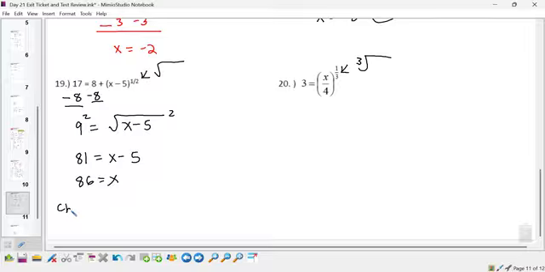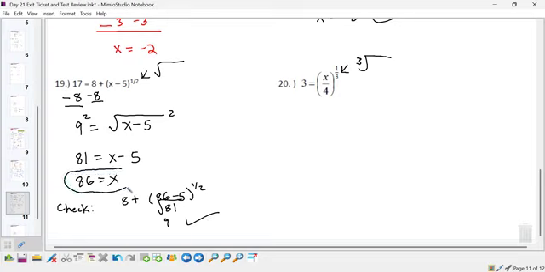I'm going to check 8 plus 86 minus 5 with a 1/2 power rule. This is 81, and that's like a square root. Square root of 81 is 9. 8 plus 9 is 17. Happiness abounds. You work.